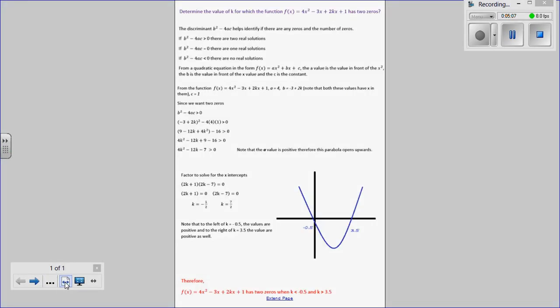Okay, there you go. Not sure if this helps, but this is the final solution to answer: determine the value of k for which the function f(x) = 4x² - 3x + 2kx + 1 has two zeros. I hope this identified how to solve this particular question.